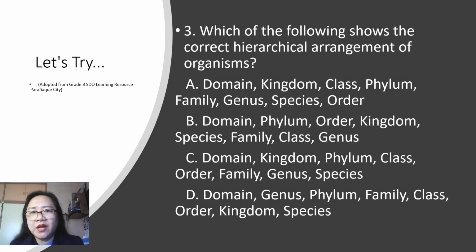Number 3. Which of the following shows the correct hierarchical arrangement of organisms? A. Domain, kingdom, class, phylum, family, genus, species, order. B. Domain, phylum, order, kingdom, species, family, class, genus. C. Domain, kingdom, phylum, class, order, family, genus, species. D. Domain, genus, phylum, family, class, order, kingdom, species.